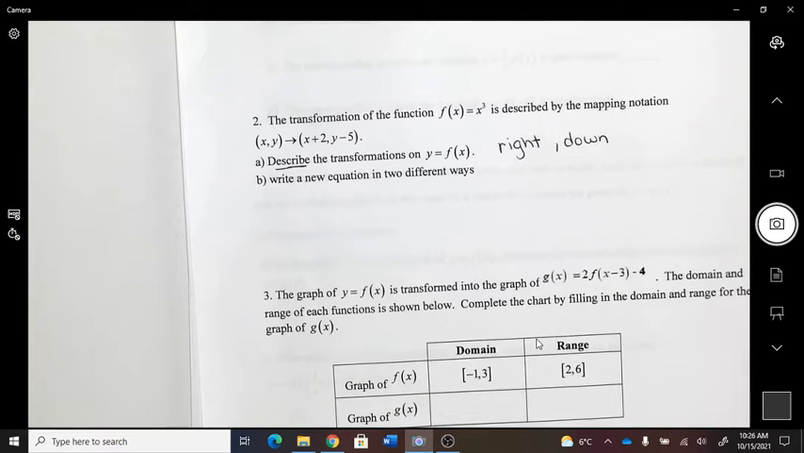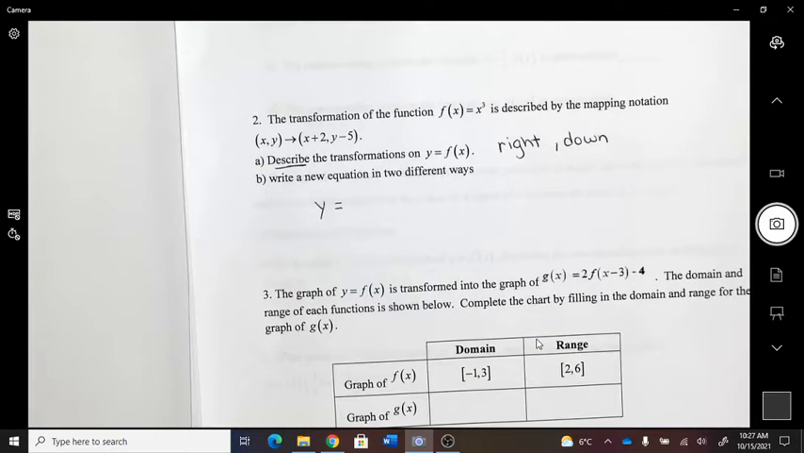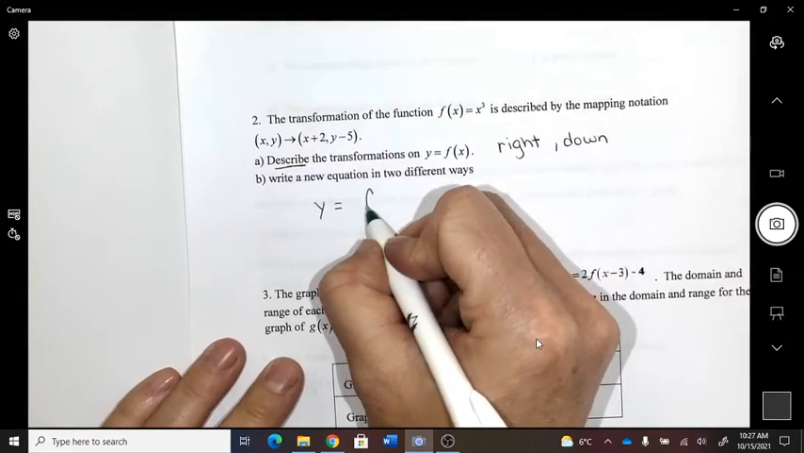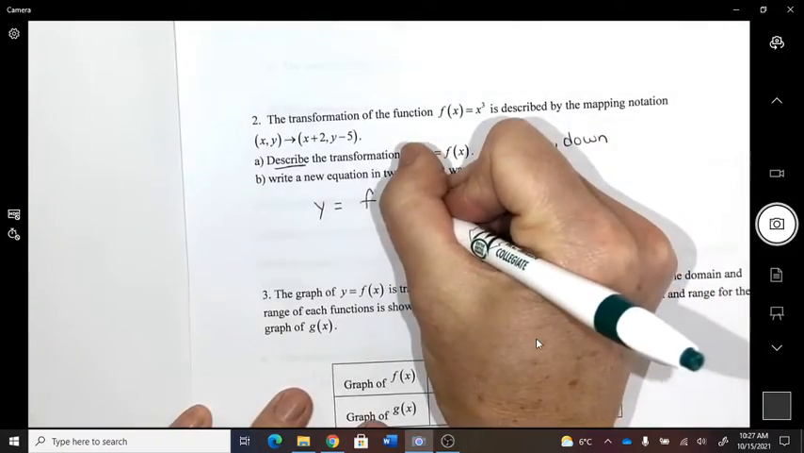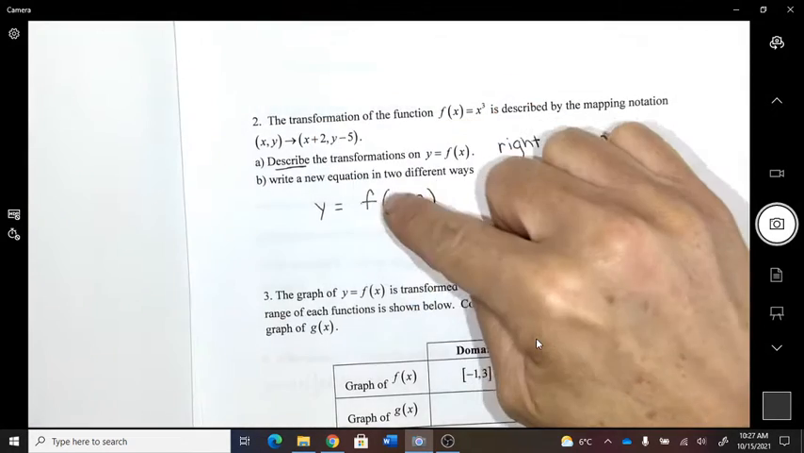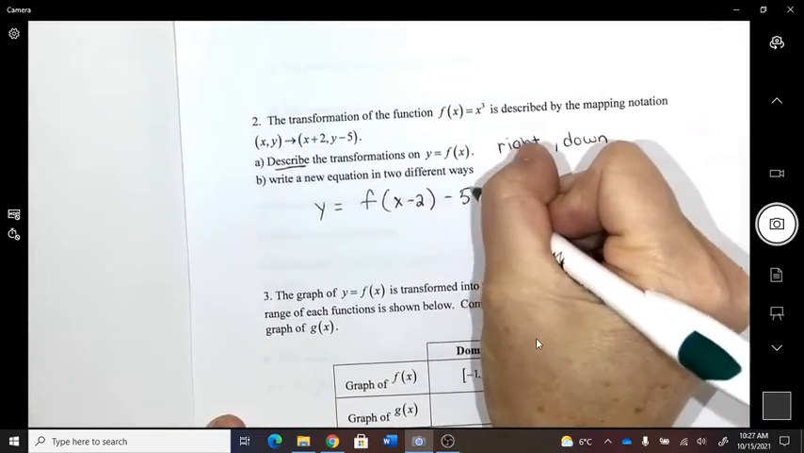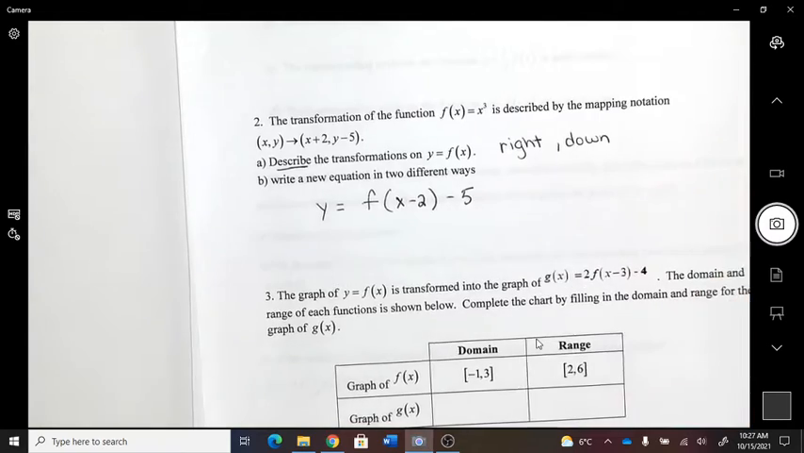Okay, write an equation in 2 different ways. So the first way I'm going to write it is I'm going to write it just in terms of f of x. So I'm going to go f of, how do I make it move right? Does that make sense? Because it's opposite of the math. And down. So that's one way you can write it. Because this was called the f of x function, I can just keep it like that.